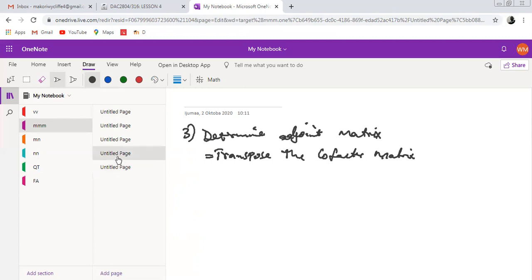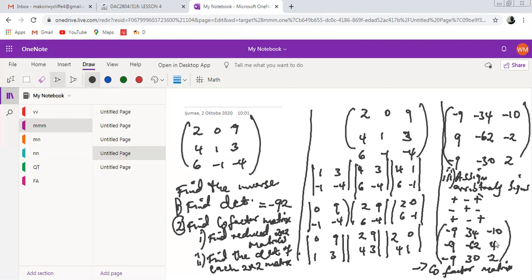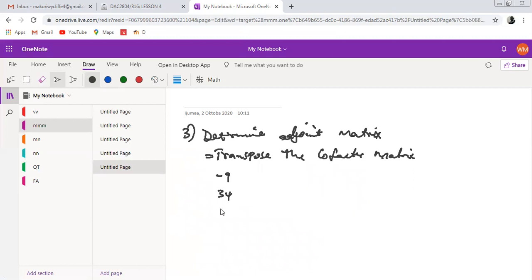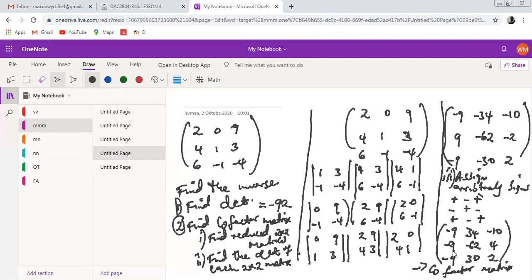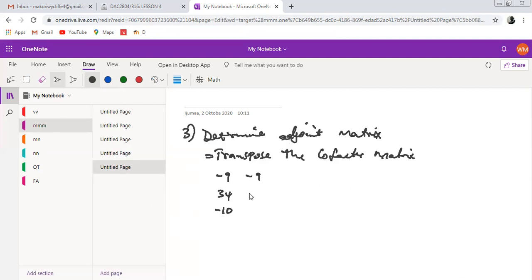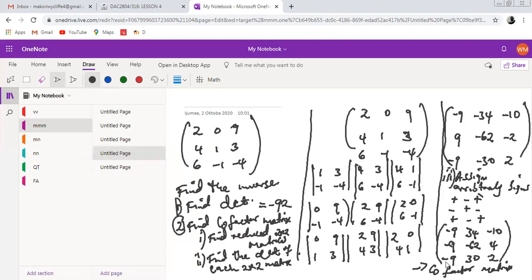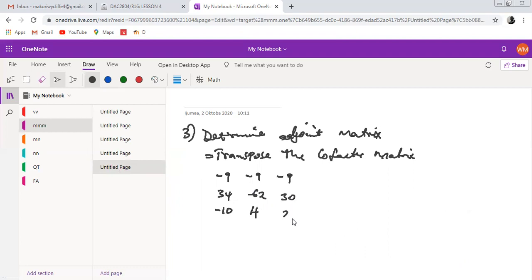In this case, our first row was having -9, 34, -10. You write it this way now: -9, 34, -10. Instead of being a row, it becomes the column. You go to the second row where we had -9, -62, 4, which is a row. You now write it in column form, so it is -9, -62, 4. It becomes the second column. Then you do the same to the third row, which is -9, 30, and 2, like that. This is what we call transposing. So once you transpose the cofactor matrix, what you get is called the adjoint matrix.